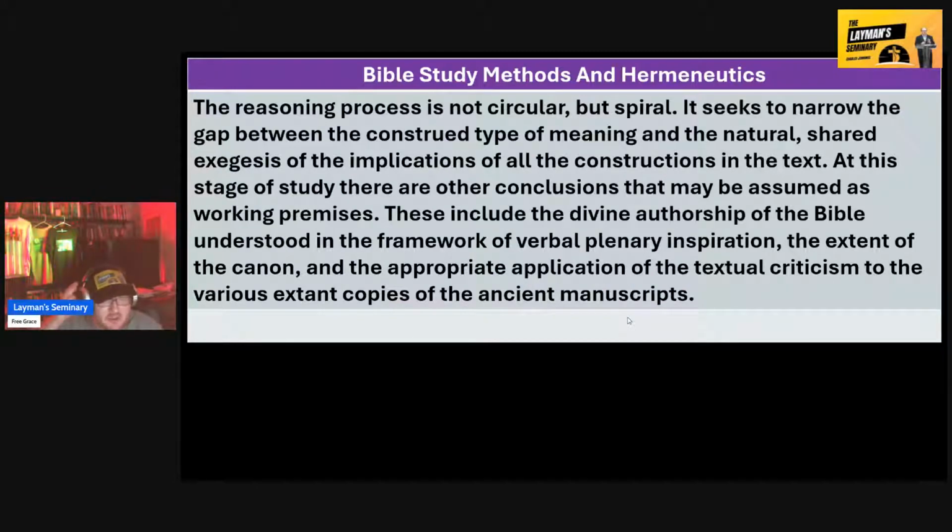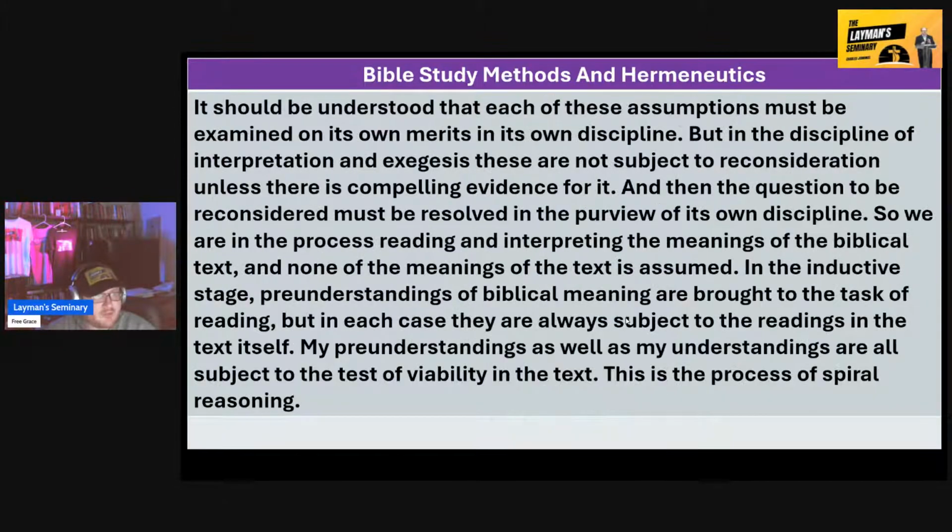These include the divine authorship of the Bible understood in the framework of verbal plenary inspiration, the extent of the canon, and the appropriate application of textual criticism to the various extant copies of the ancient manuscripts. It should be understood that each of these assumptions must be examined on its own merits and in its own discipline. But in the discipline of interpretation and exegesis, these are not subject to reconsideration unless there is compelling evidence for it. And then the question to be reconsidered must be resolved in the purview of its own discipline.